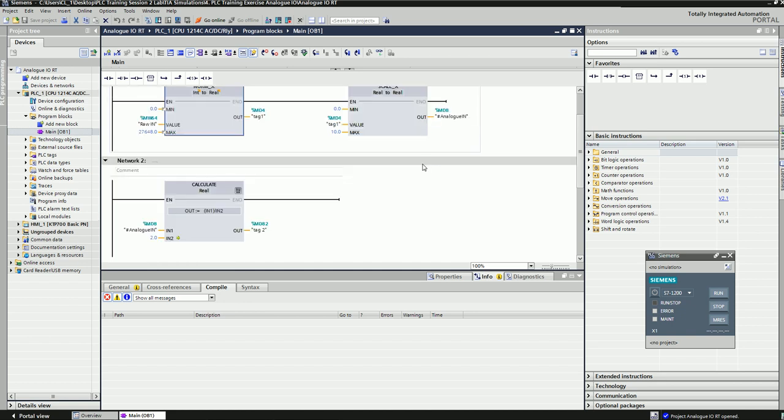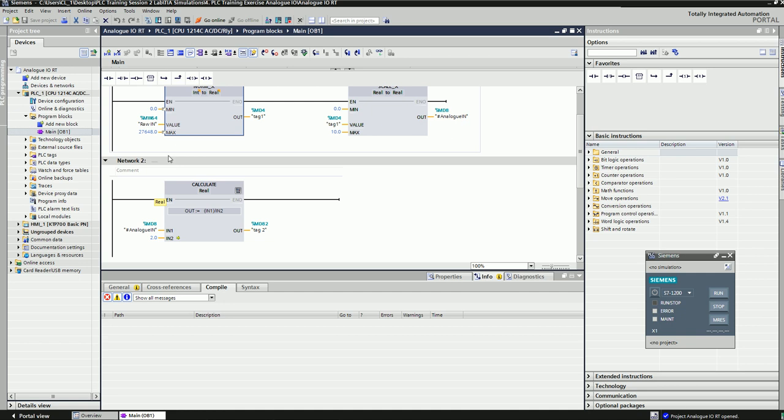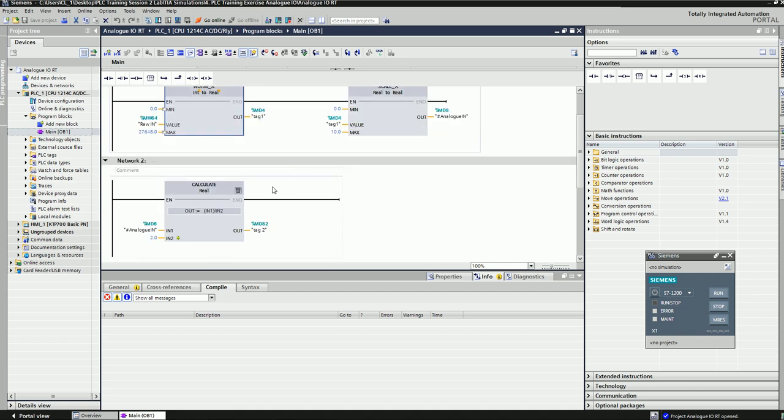So here in network 2, I am doing a mathematical calculation. I am dividing the input by 2. So here I am getting 0 to 10 volts in network 1, and in network 2 the 10 volts are divided by 2. So for 0 to 10 volts we will be getting 0 to 5 volts. Now I have to give this value to the analog output.